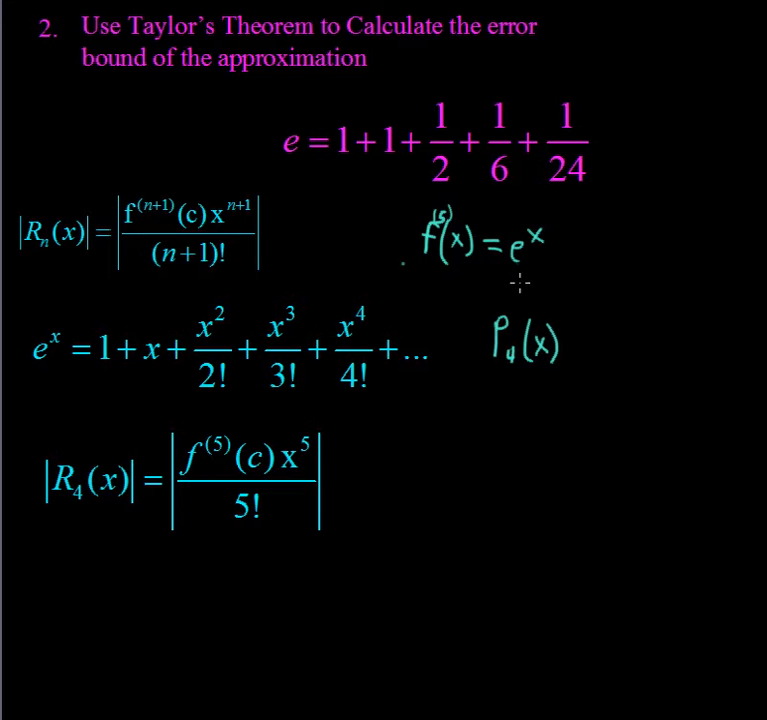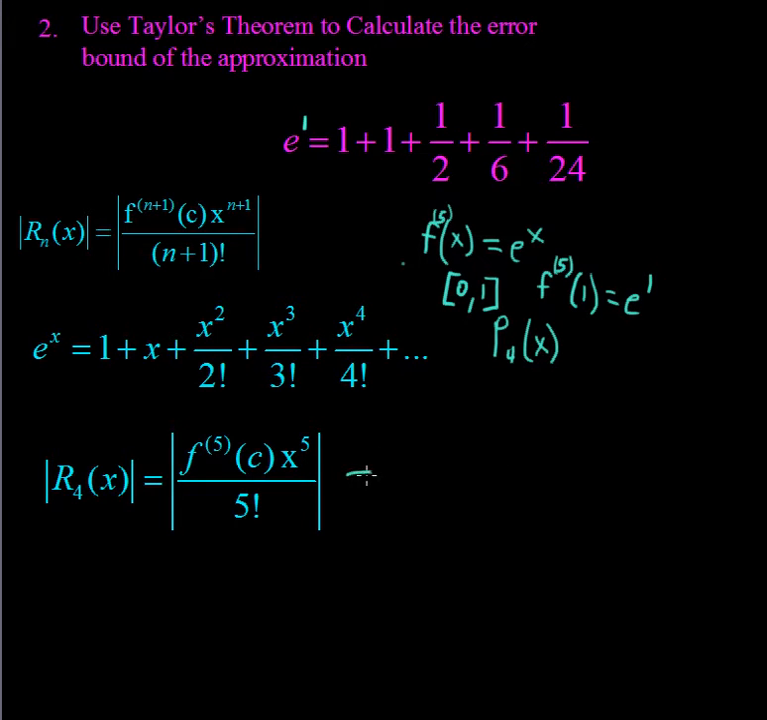And our interval is where the Maclaurin series is centered, 0, up to what we're estimating, which is e to the 1. The highest value of e to the x on that interval from 0 to 1 is when x is 1. So we want the 5th derivative at 1, which is equal to e to the 1.